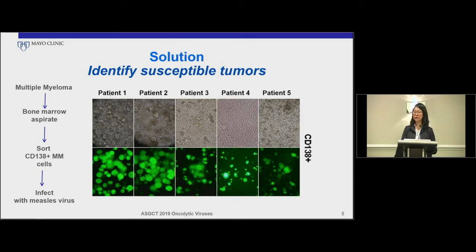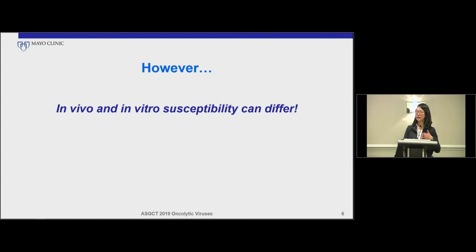And here you can see patients 1 to 5, beautiful infection. All those big balls are syncytial formations due to the oncolytic spread and fusion of multiple cancer cells together, and that varies depending on susceptibility, intracellular susceptibility, or the extracellular entry through CD46 entry. However, the in vivo and in vitro susceptibility can also differ.